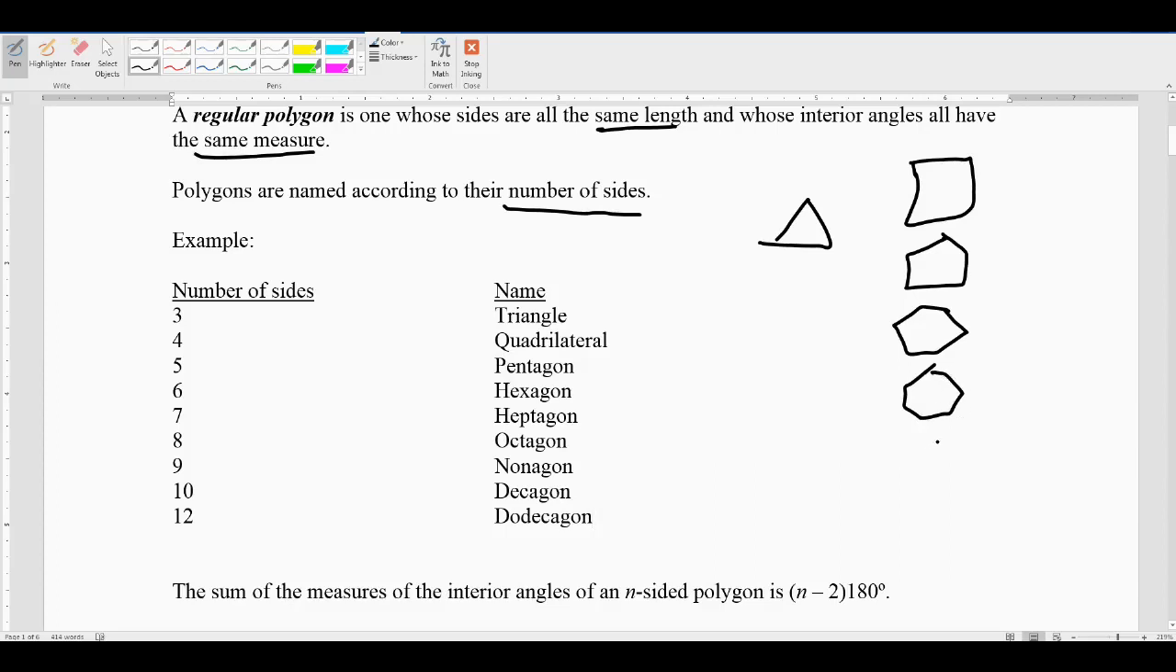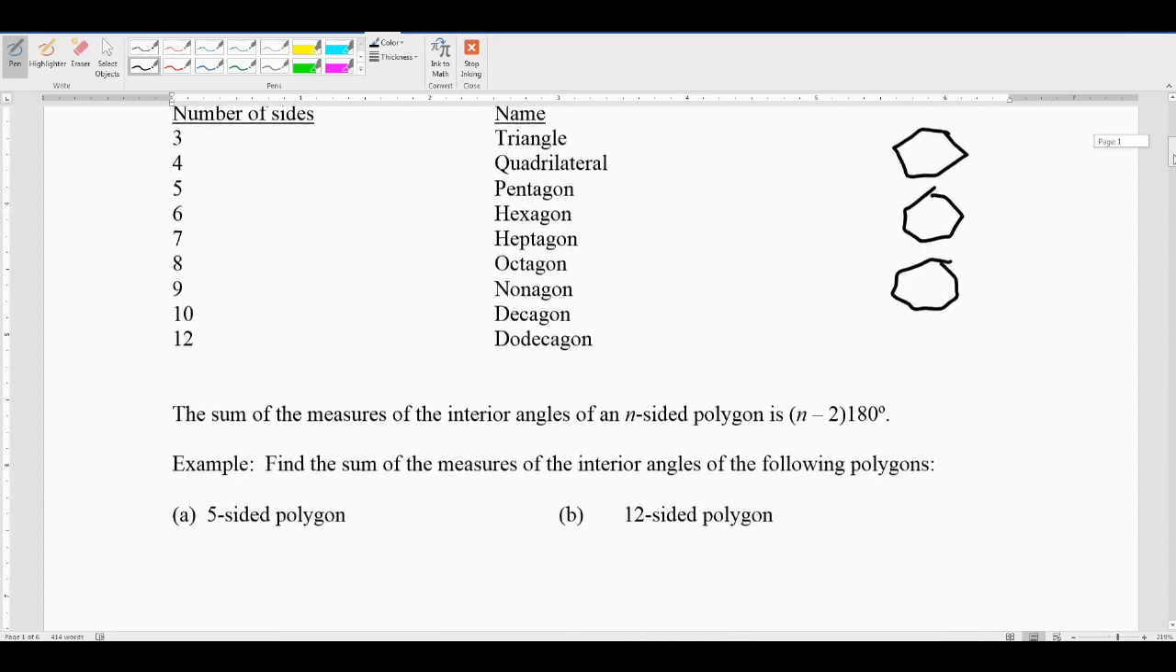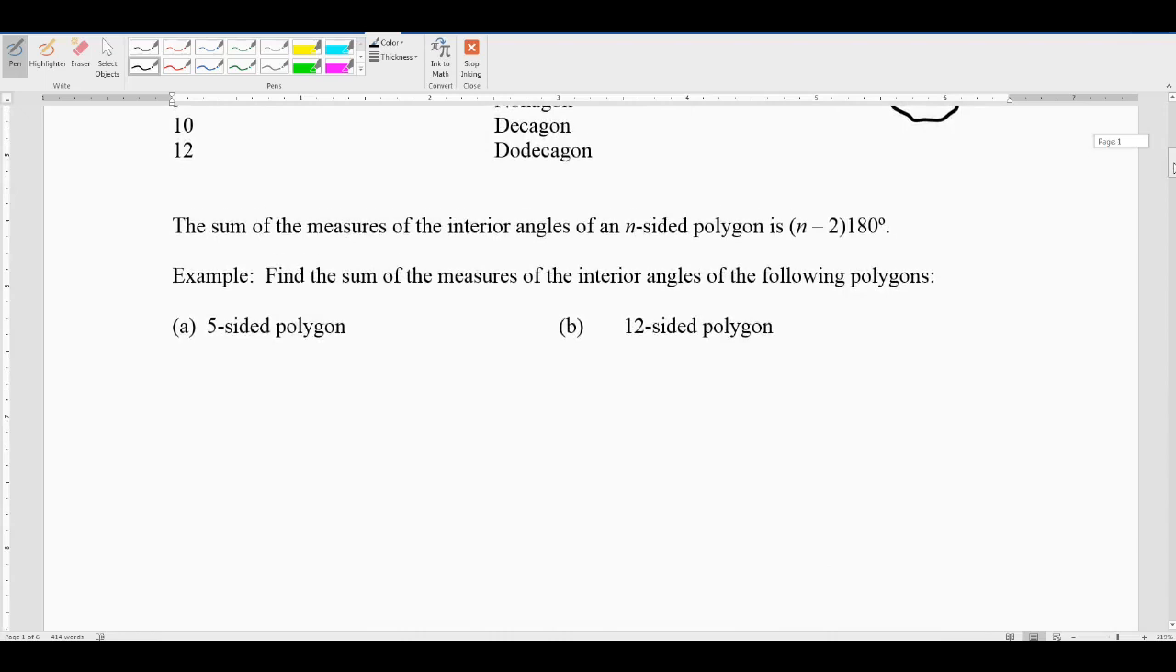Octagon has 8 sides. Let's see. 1, 2, 3, 4, 5, 6, 7, 8. Something like that. Decagon, it has 10 sides. You can figure it out. Dodecagon has 12 sides. Some of these are easier to draw than others. You've seen them, hopefully, somewhere.